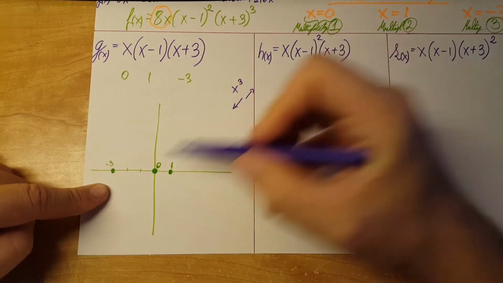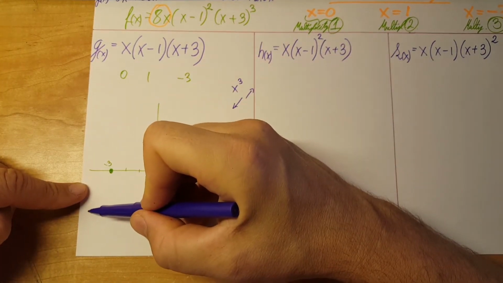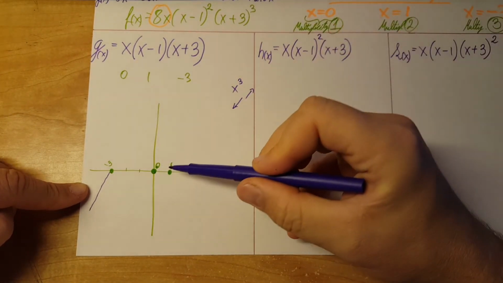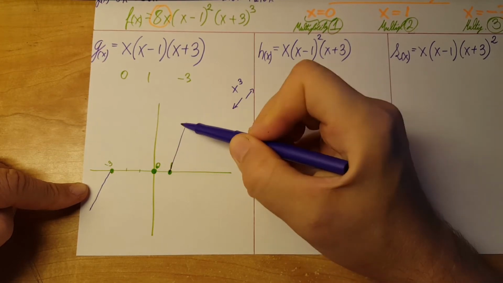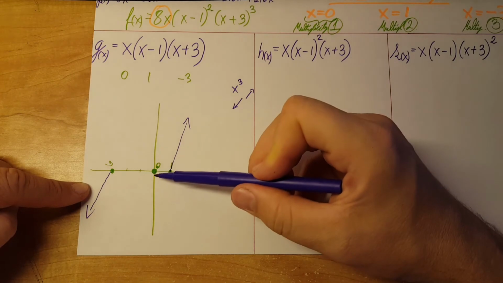And let's see. So if it starts like this, that means it will be coming to -3 this way, and whatever happens after 1, it will be going up like this from it. Okay, now let's see what happens in the middle.